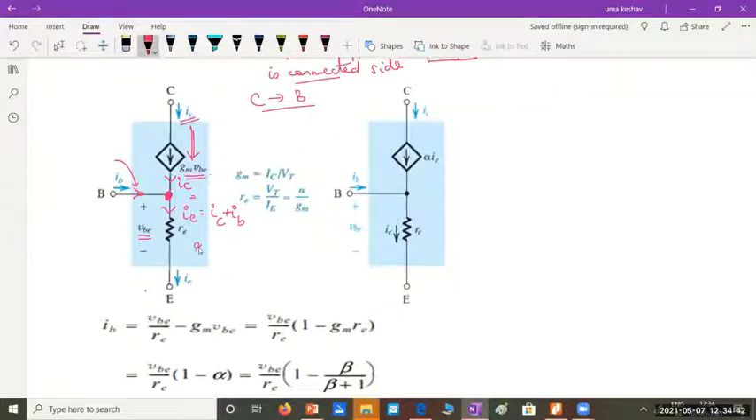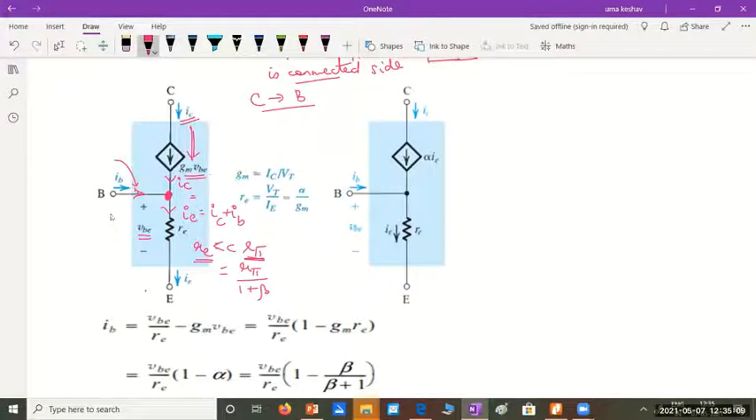Please remember, this RE is much less than R pi, or effectively speaking, RE is R pi by 1 plus beta. This RE is a very small resistance because the current is large. Voltage VBE is the same, but the current is large. So naturally the resistance RE is much less than R pi. I hope you understood this T model.